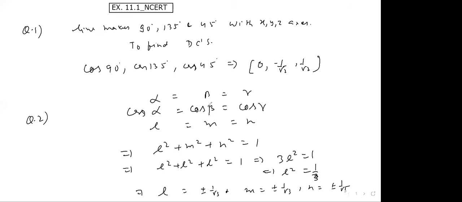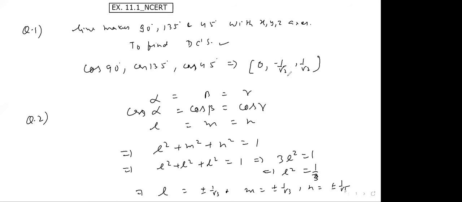But you understood. I'll just recap once again so that you can go through it. Exercise 11.1, question 1 we did. We have been given that a line makes 90 degrees, 135 degrees, and 45 degrees with the x, y, z axis, and we have to find the direction cosines. Direction cosines are nothing but the cosines of the angles made by the line with the x, y, and z axis. So cos 90, cos 135, cos 45, we got these values. Cos 135 is -1 over root 2.